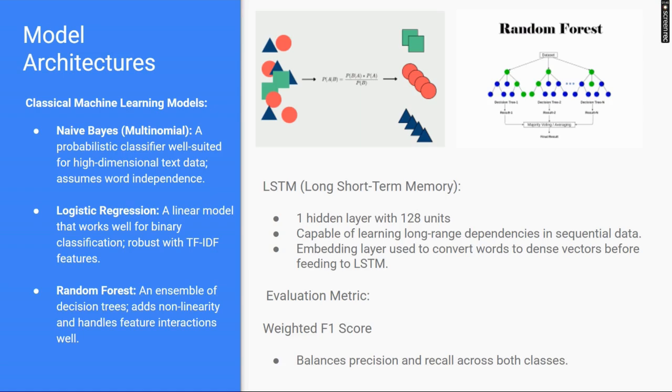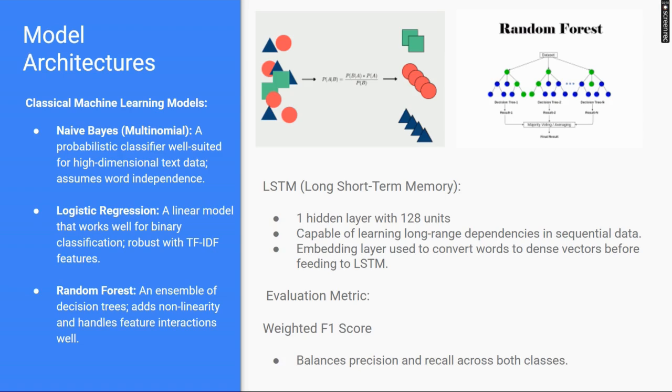So now we will talk about the model architectures. I have implemented both classical models like naive Bayes and logistic regression, and deep learning models like LSTM. Naive Bayes is a probabilistic classifier well suited for high dimensional text data, whereas logistic regression is a linear model that works well for binary classification.